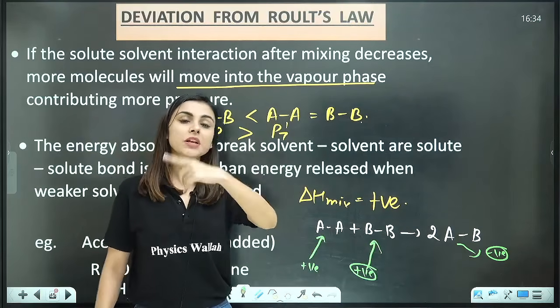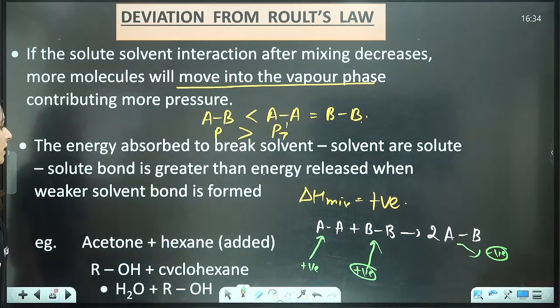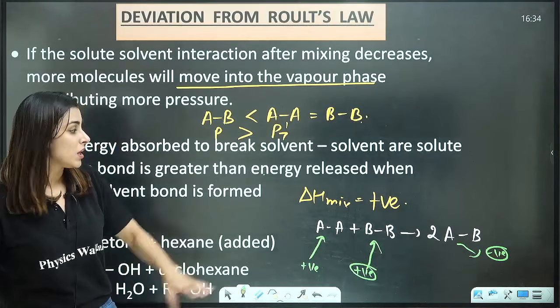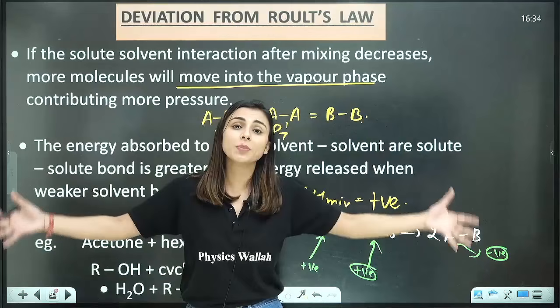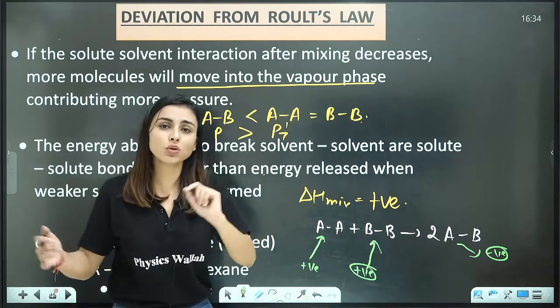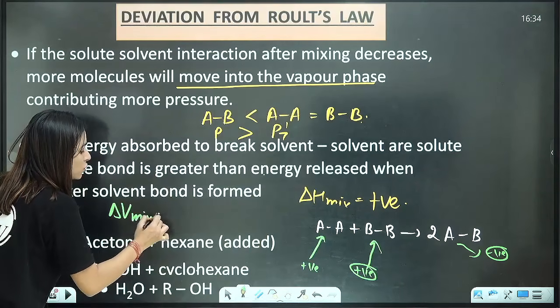Yes, ma'am. Similarly, now you can consider the volume part as well. For the volume part, what can you say, my dear students? Ma'am, here the interaction is weak. So it will occupy more volume. So V final minus V initial would be a positive value. Yes. So my dear students, for this case, delta V mixing is also positive.